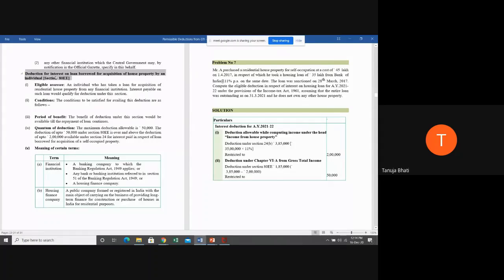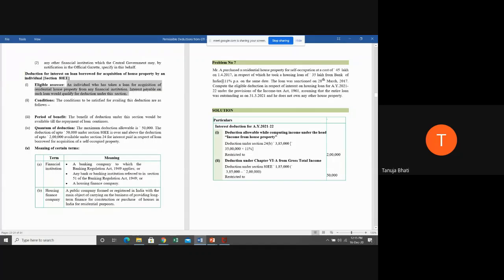Now 80EE is nothing but deduction for interest on loan borrowed for acquisition of house property by an individual. So 80E we saw is for higher education loan, the interest you're paying on that will be allowed as a deduction. Now 80EE is interest on a loan that is taken for acquiring a house property by an individual. So if you're paying interest on the loan taken for acquiring the house property, you will get a deduction under section 80EE. Now let us see what are the conditions and what is the limit.